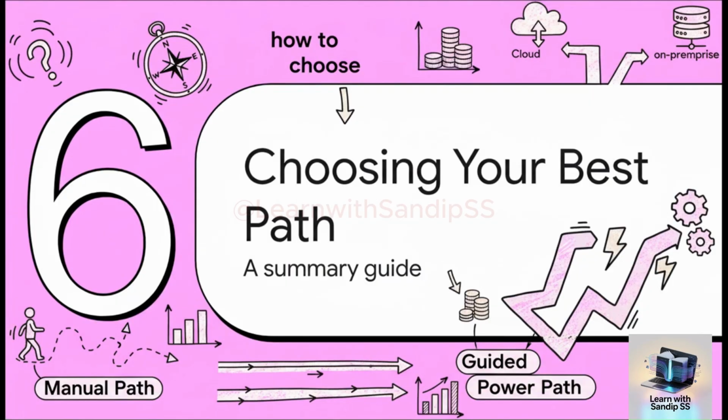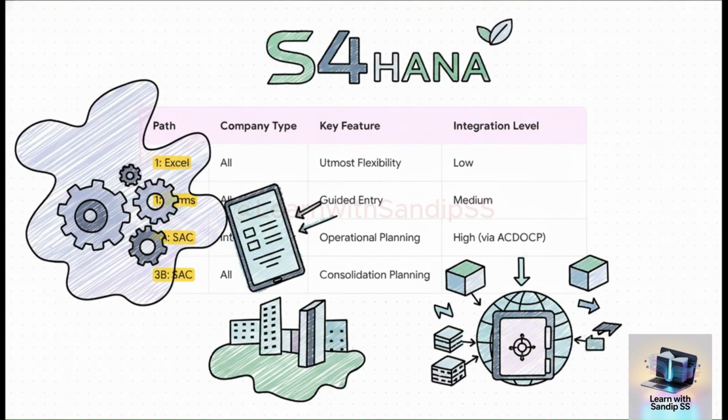Okay, we have covered a lot of ground. We've walked the manual path, the guided path, and we've explored the 2 different forks in the power path. So, how in the world do you choose? Let's bring it all together in a final summary to help you make that call. This table pretty much lays it all out.